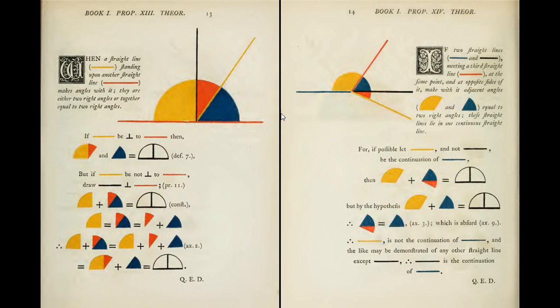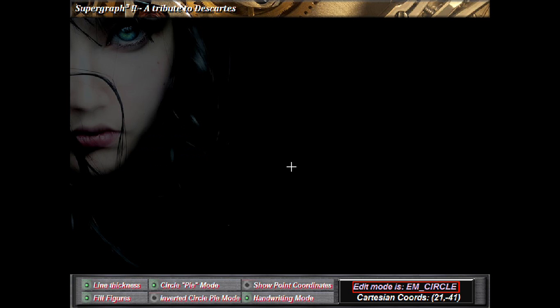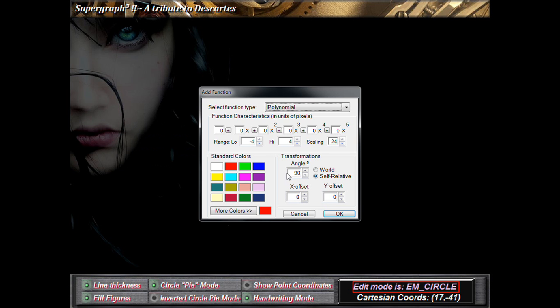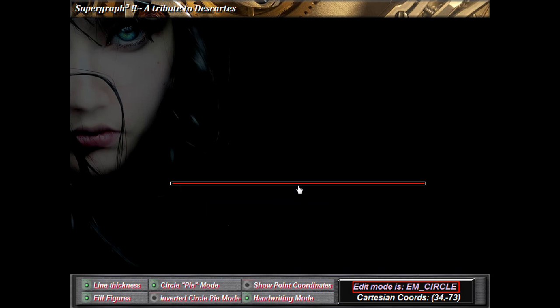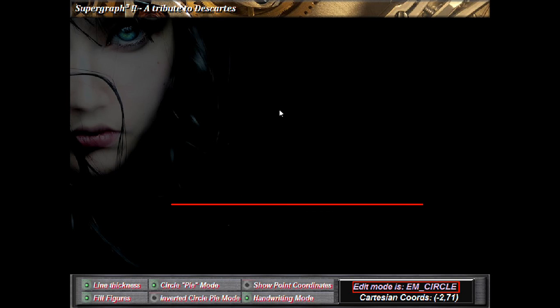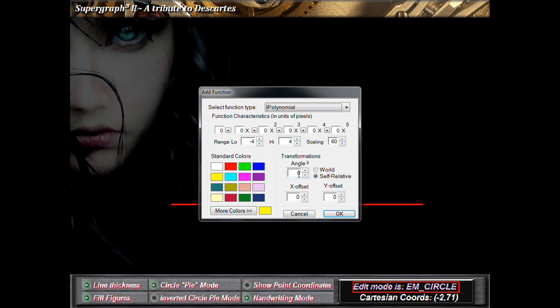Next is a theorem. When a straight line, so I'll do this one more. When a straight line, yellow, standing upon another straight line, red, okay, go back. Straight line, red. Make it a bit longer. Let's say 60. And let's create a yellow line at an angle. 90, straight up and down.